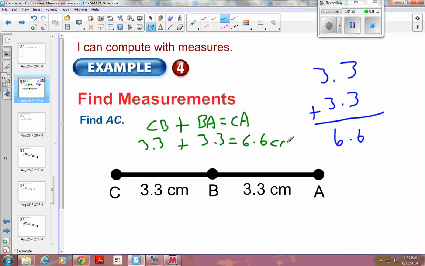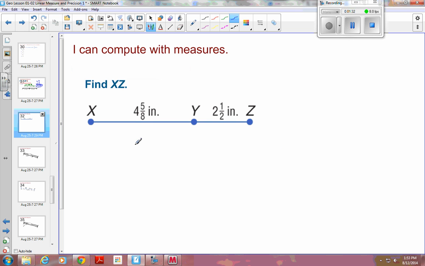And we should put our units on there. Again, no naked numbers. So here is your answer. So 6.6 centimeters on this one. Okay, so we're practicing our fractions also in this case. So you'll need to know how to convert from eighths and halves to be one and the same thing.